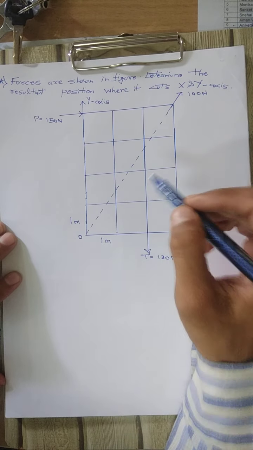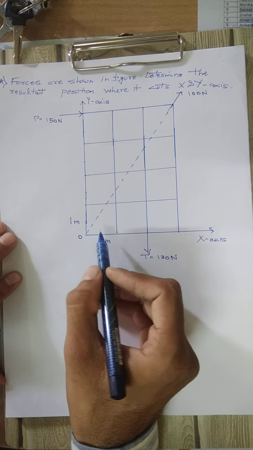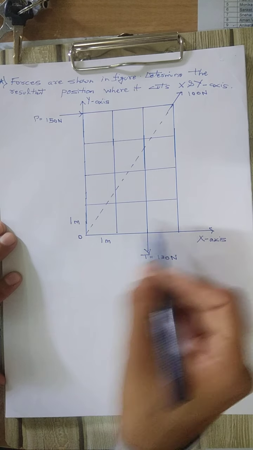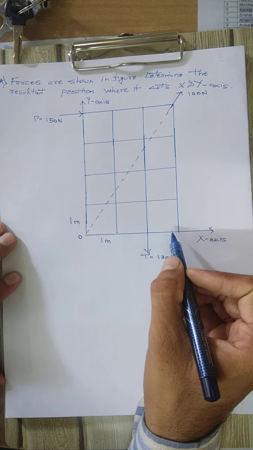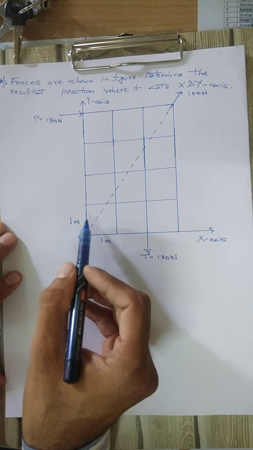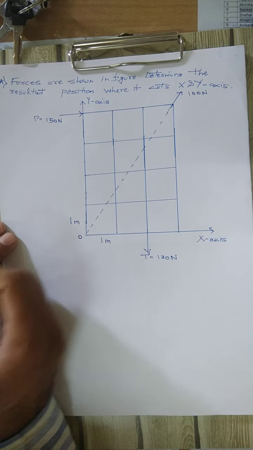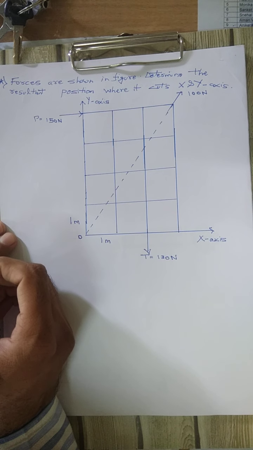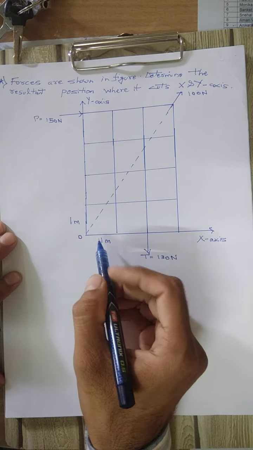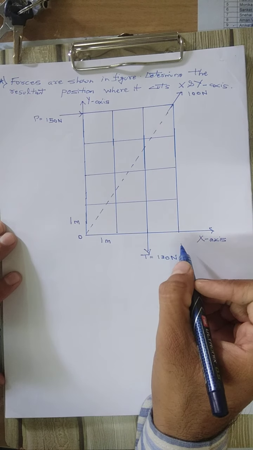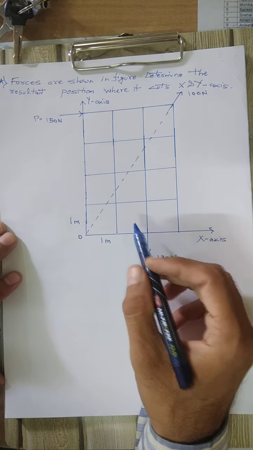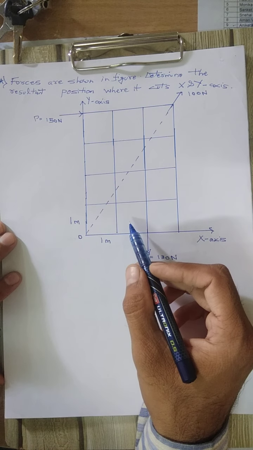What is the total size of the grid along the x direction? 1, 2, 3. So along the x direction, 3 meters is the length. What about along the y direction? 1, 2, 3, 4. So along the y direction it is 4 meters, and 3 meters along the x direction. In this way the grid has been made, and the different forces are acting on it.